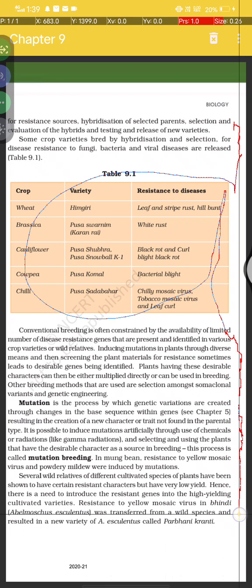Abelmoschus esculentus was transferred from a wild species and resulted in a new variety of A. esculentus called Parbhani Kranti.